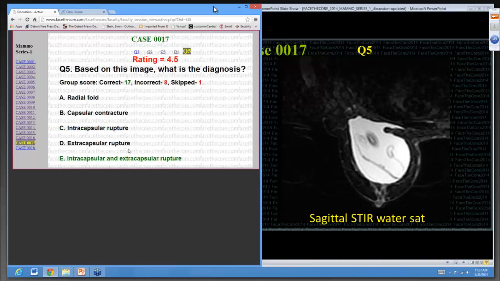This is question 5. Based on the images, what is the diagnosis? This is the STIR water sat image. So we have a single lumen silicone breast implant, and what we're seeing is kind of serpiginous signal inside, as well as kind of leakage of fluid outside the implant. So this is a case of intracapsular and extracapsular rupture of the implant.